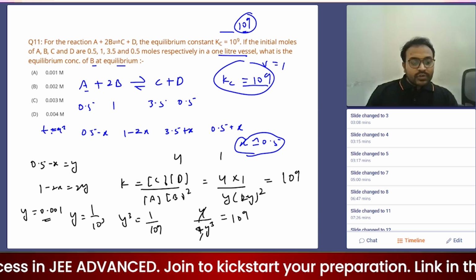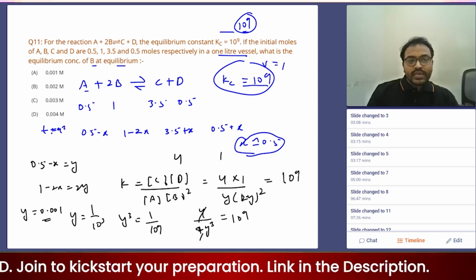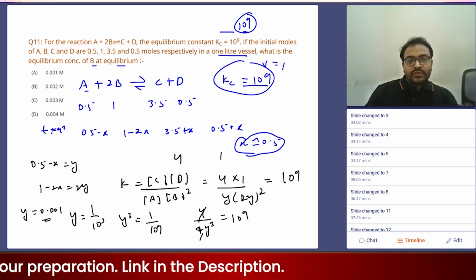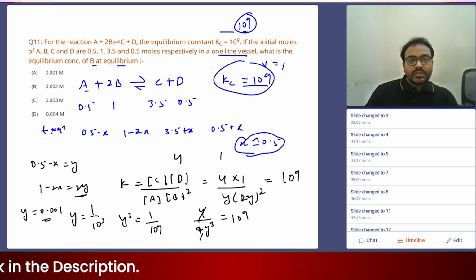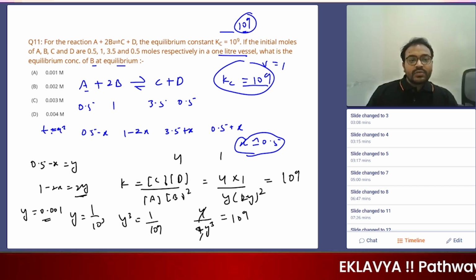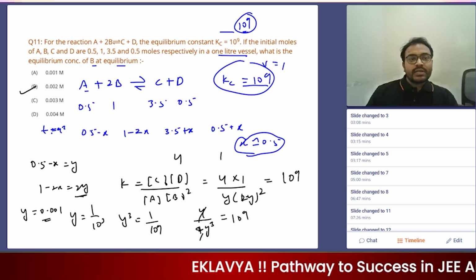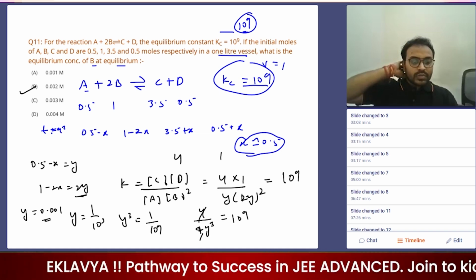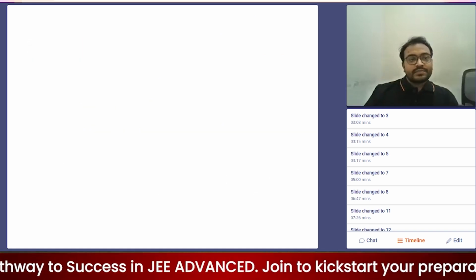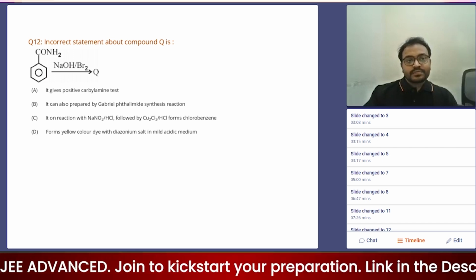So the concentration of B is 2y. That is equal to 2 multiplied by 0.001. So we'll get 0.002. This will be the correct answer, right?